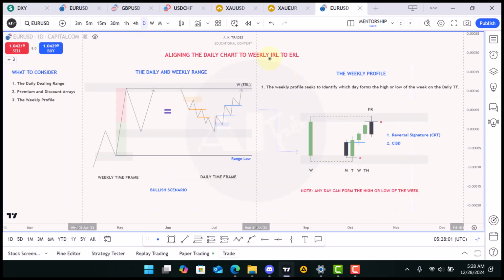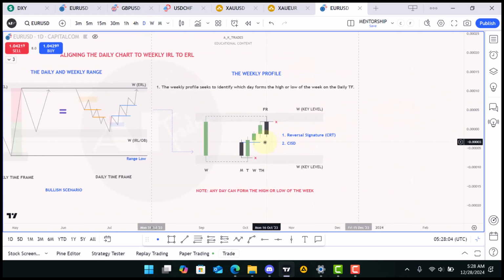So on the daily chart, I can trade on Wednesday, I can trade on Thursday till the weekly external range liquidity is taken out. Now you should remember, any day can form the high or low of the week. So I'm not of the view that certain days are not tradable, especially on Mondays. That's tradition. Some people have it.